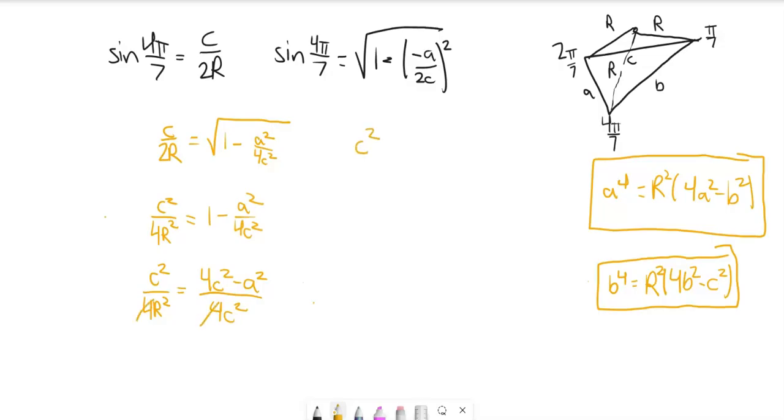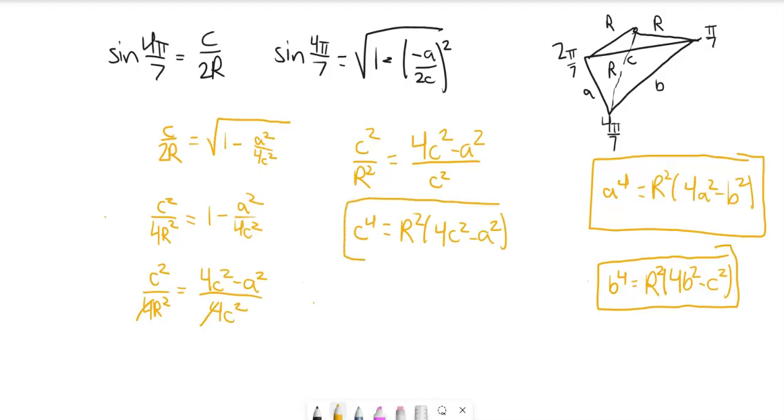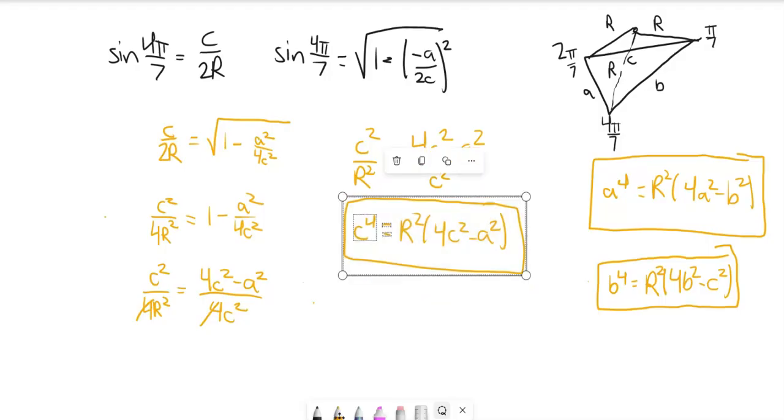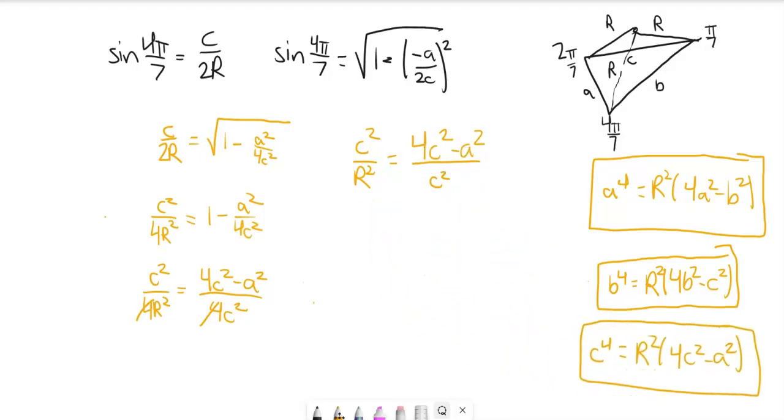We'll get c squared over r squared equals 4c squared minus a squared all over c squared. Cross multiply to both sides, and we'll get c to the 4th equals r squared times the quantity 4c squared minus a squared, just like that. And let's move that over to the right side because we will need that to do the complicated calculation that I wanted to show in the next video.